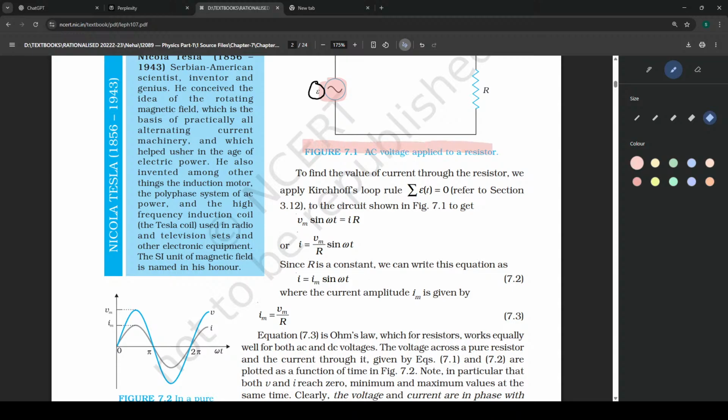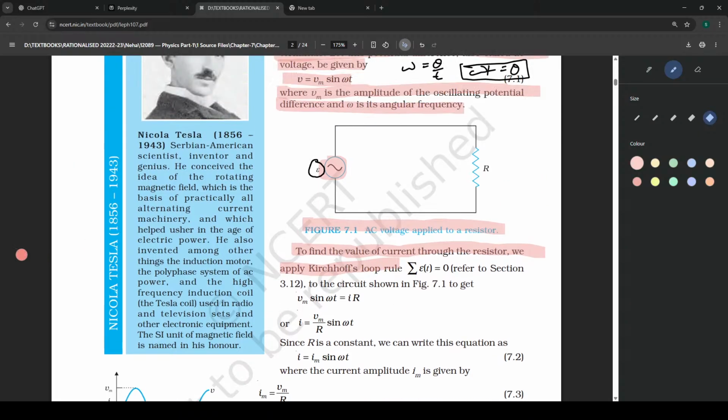AC voltage applied to a resistor. To find the value of current through the resistor, we apply Kirchhoff's rule, that is KVL, or the loop rule, where Kirchhoff's rule states that through a closed loop the total potential difference will always remain zero. That is Kirchhoff's loop law or loop rule.